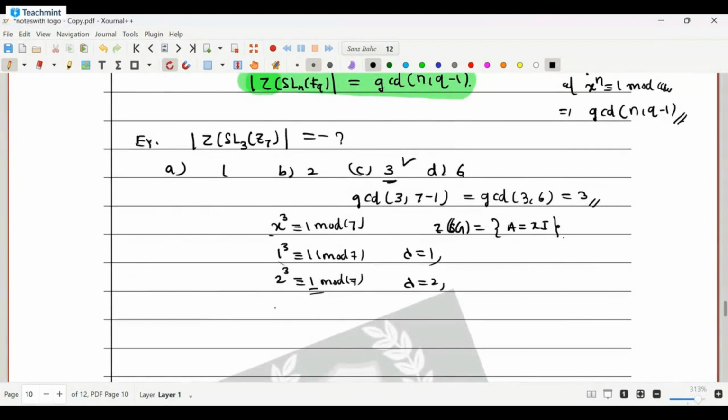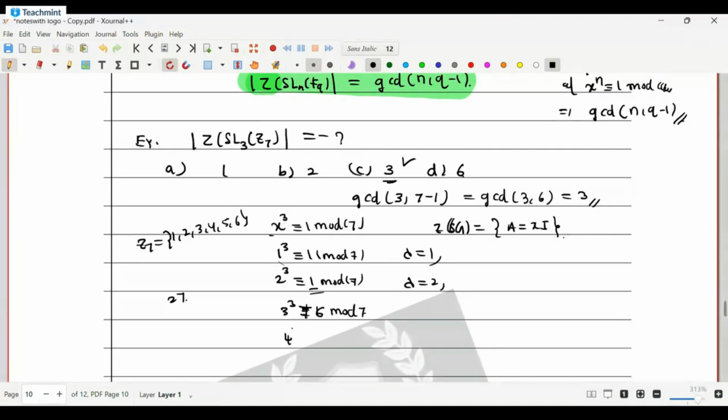to 2. And take 3. In Z7, what are the non-zero elements? 1, 2, 3, 4, 5 and 6. So 3 cube is 27. 27 divided by 7, what is the remainder? 21 is 3 times 7, so the remainder is 6. So 3 cube is congruent to 6 modulo 7.